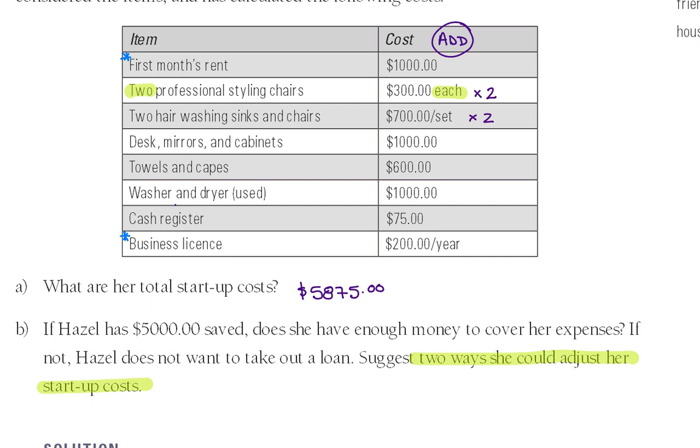Okay, so that's a more reasonable thing. She can get rid of a sink and she can get rid of a chair. I do not suggest that she not get her business license and start up illegally, though. We're going to keep the business license.